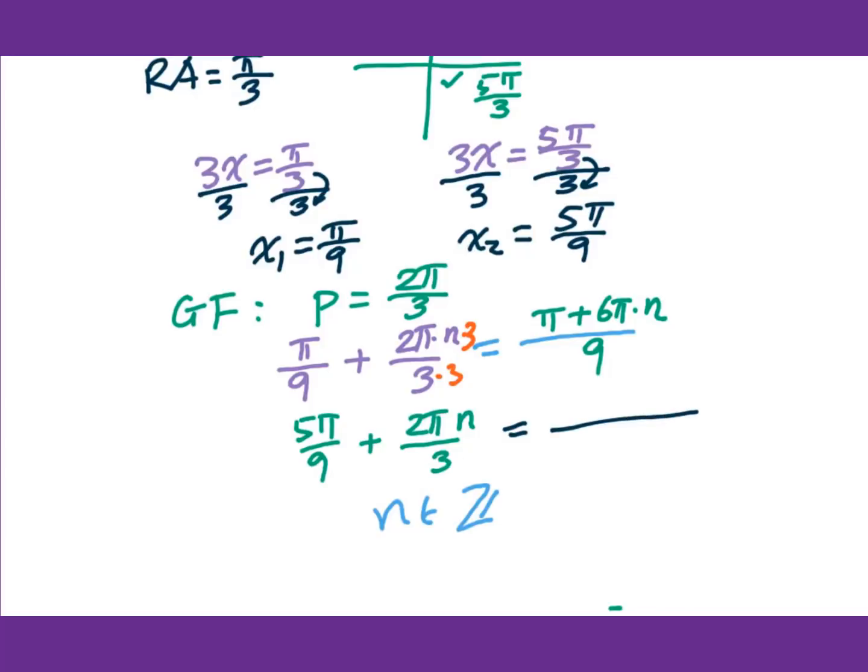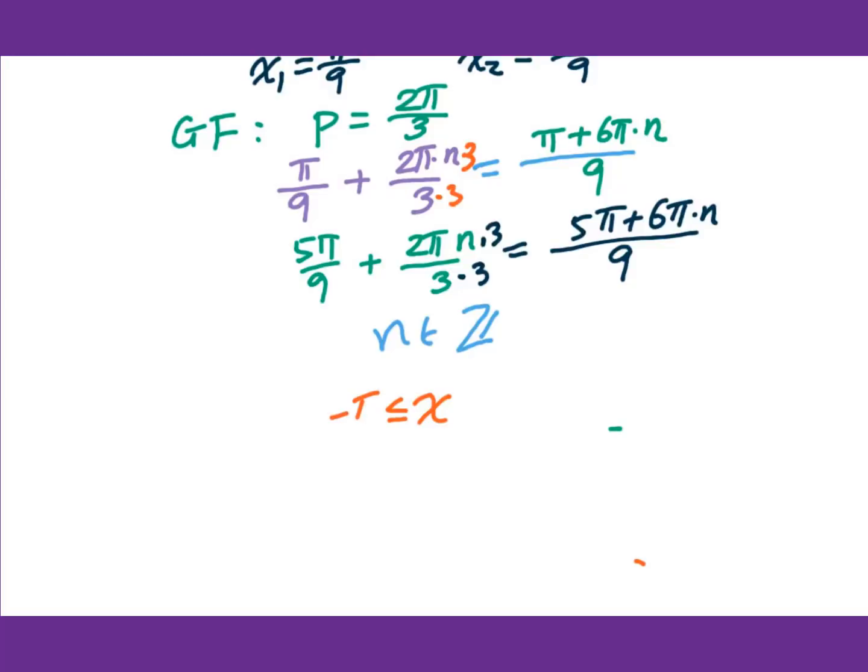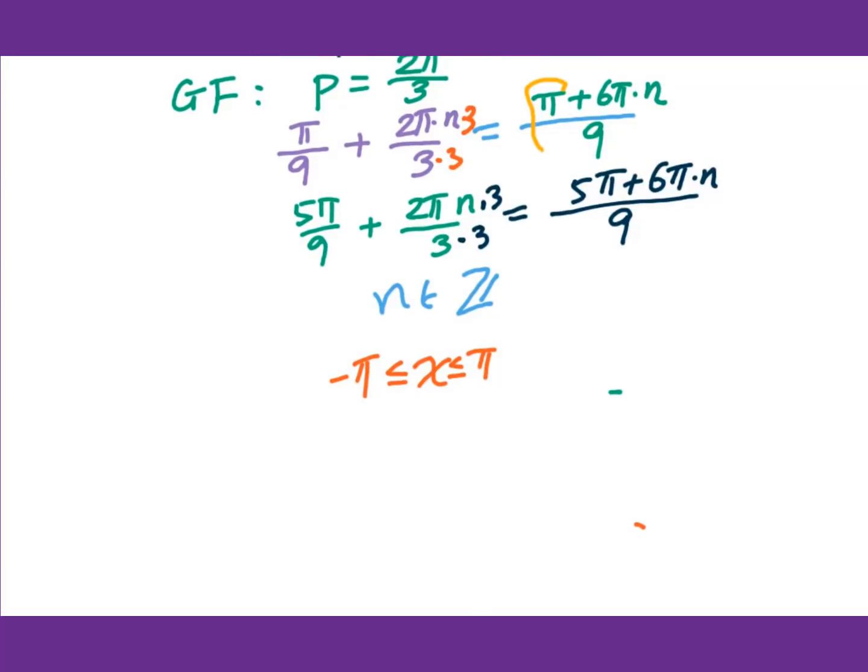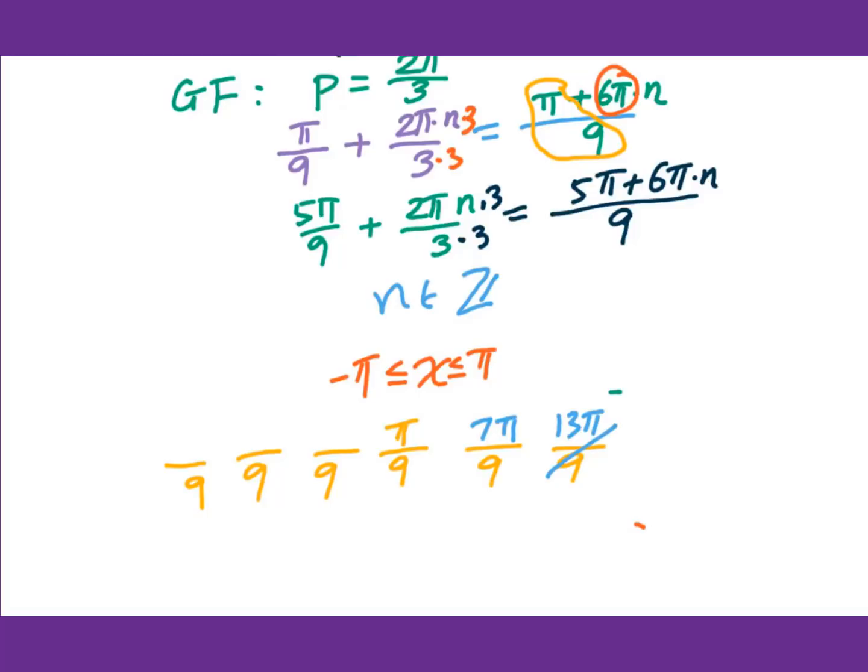For this part, we still multiply by 3. So you will get denominator is 9, 5 pi plus 6 pi times n. We need an angle between negative pi to pi. Therefore, for pi over 9, I can write down pi over 9 over 9 over 9. You keep adding 6 pi to the top. You will get 7 pi. 13 pi is already out of this domain. So pi minus 6 pi, negative 5 pi. Negative 11 pi is out of this domain.